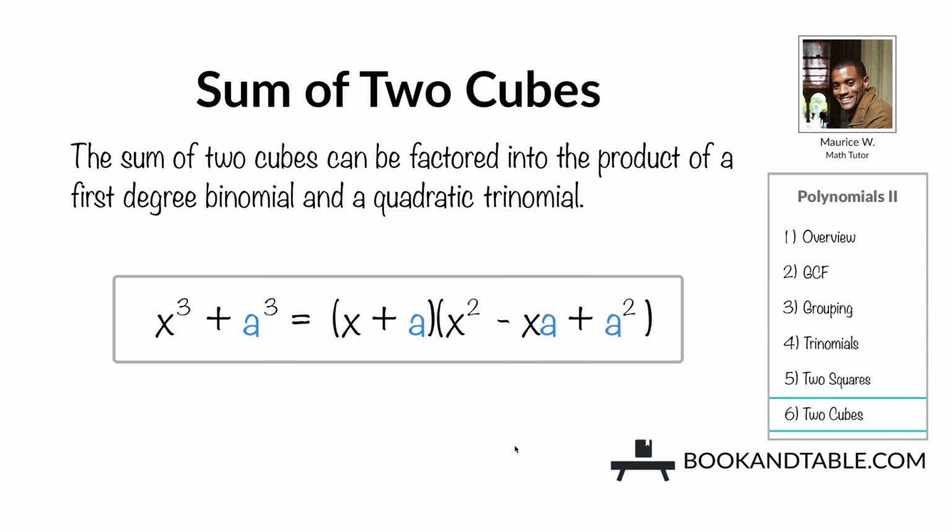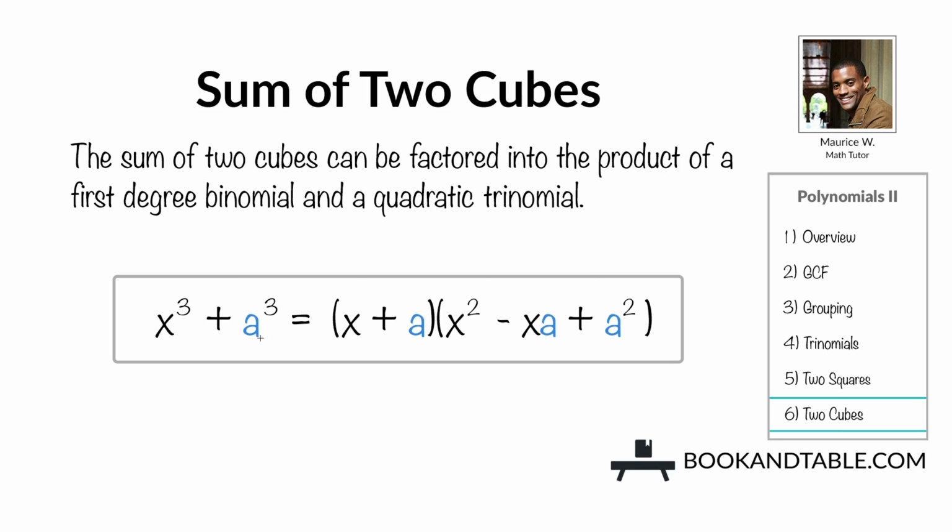Let's wrap up the chapter by discussing 2 cubes, and we'll start by reviewing how to factor the sum of 2 cubes. The sum of 2 cubes can be factored into the product of a first-degree binomial and a quadratic trinomial. So this is slightly more complex than the sum and difference of 2 squares.